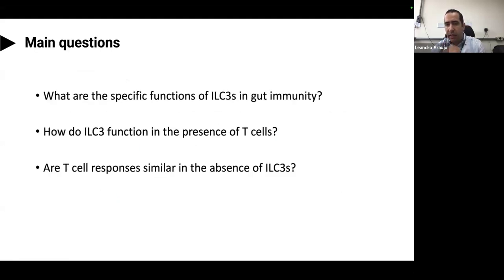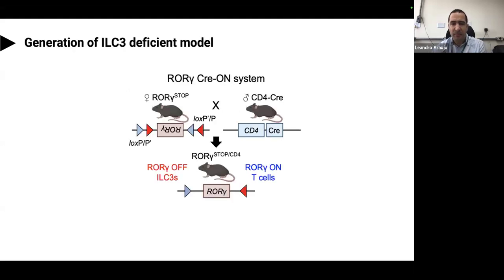And so in this project we are trying to address this very difficult question: what are the specific functions of ILC3 in gut immunity in this context? How do ILC3 function in the presence of T cells, and are the T cell responses similar in the absence of type 3 innate lymphoid cells?